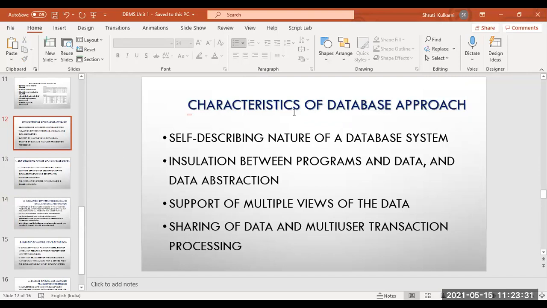Then today we will start working with the characteristics of the database approach. There are 4 characteristics of the database approach. The first one is called the self-describing nature of a database system. The second one is insulation between programs and data, and data abstraction. Third one, support of multiple views of the data. And the last one, sharing of data and multi-user transaction processing.